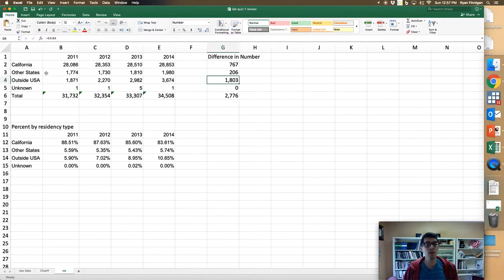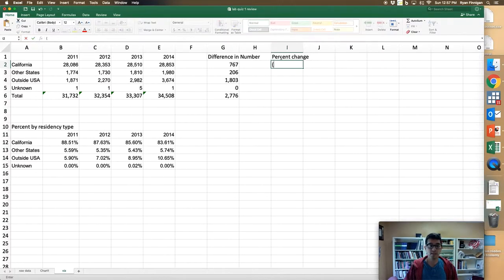There was no change. The number from outside the USA increased by 1,800. The number from other states increased by 206. The number from California increased by 767. In total, there was a growth of 2,776 students at UC Davis. But the percent change was the relative increase. So not just what was the number that grew, but what was the growth relative to how many students were in each category at the beginning of the period.